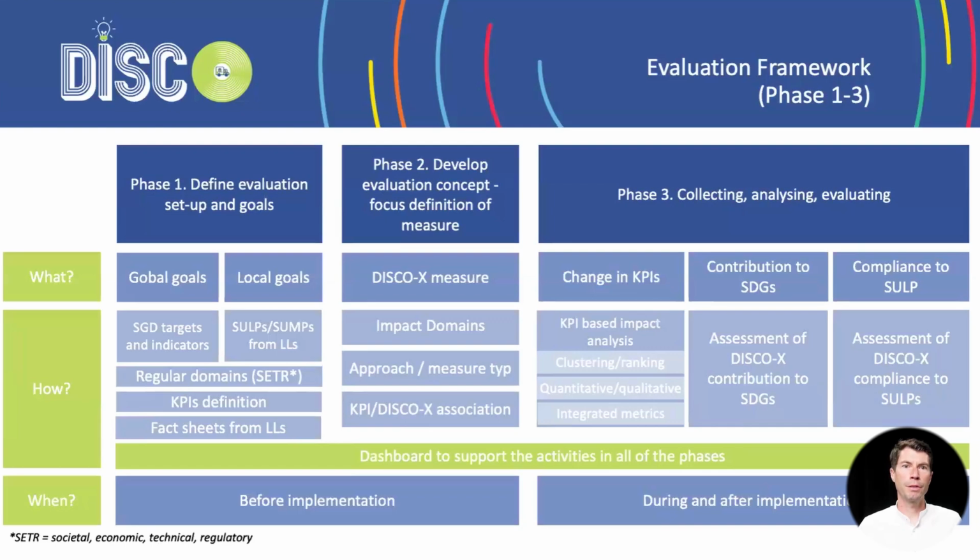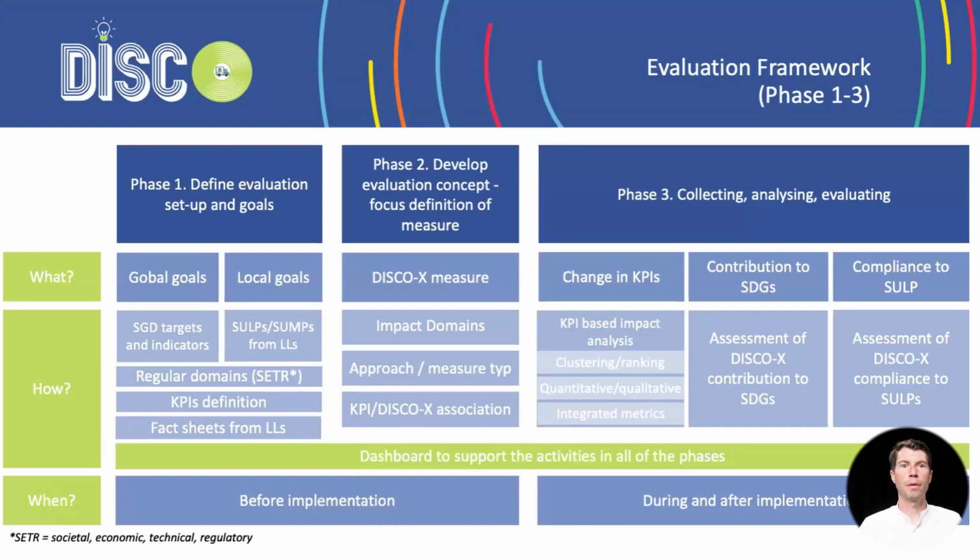As I already mentioned, we address the first 3 phases of the evaluation cycle. While the activities in phase 1 and phase 2 should take place before the implementation of measures, the activities in phase 3 address the work that should take place during or after implementation. Within phase 1, which is define evaluation setup and goals, the goals to be addressed are at the center of consideration. And in principle, these can originate from a global or a more local perspective.